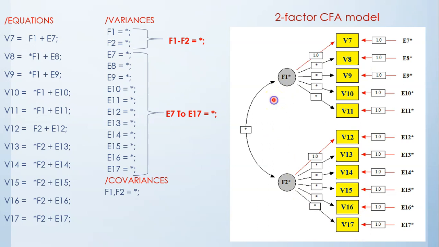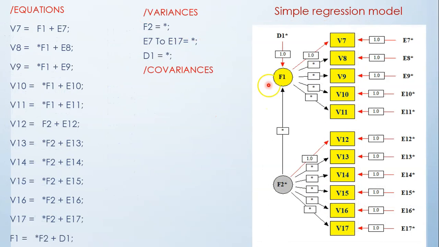Okay, now let's have a look at another example. Well, this example is a simple regression model. Here we have one factor F2 which is causing factor F1. So for F1 we have this disturbance term which is D1. Also note that for F1 we have 5 indicators, and these are the error terms for these indicators. Here also we have 6 items for F2, and these are the error terms for these indicators.